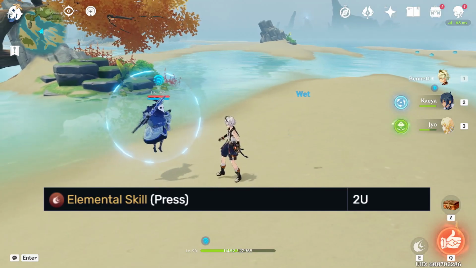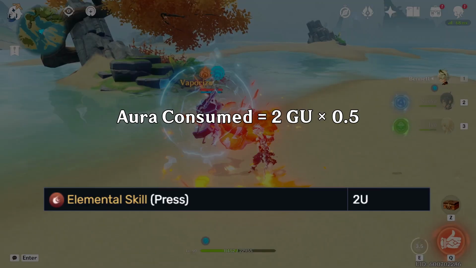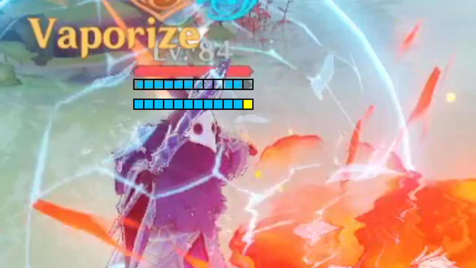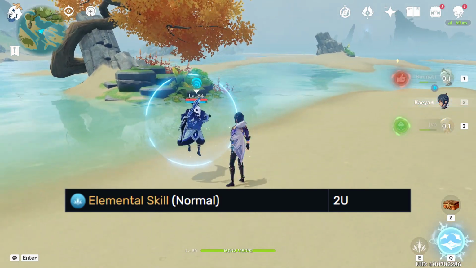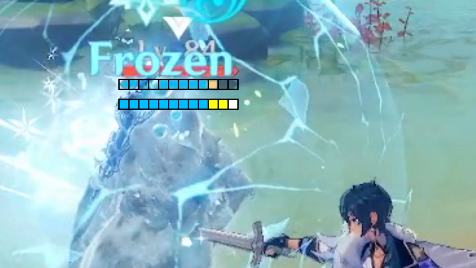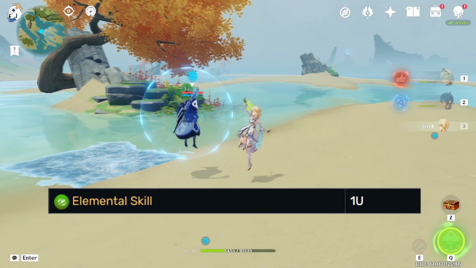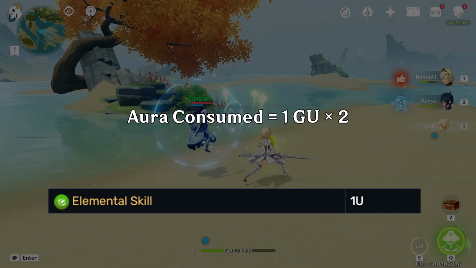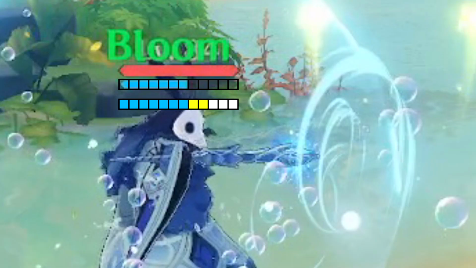First, I use a 2U Pyro attack. This triggers a reverse Vaporize, which has a reaction cost factor of 0.5, which means we consume 1 gauge unit of the Hydro Aura, which in this case is just a Hydro Shield. Next, I use a 2U Cryo attack. Freeze has a reaction cost factor of 1, so this consumes 2 gauge units from the Hydro Shield. Finally, I use a 1U Dendro attack. A Dendro Bloom reaction has a cost factor of 2, which means this one also consumes 2 gauge units off of the shield.